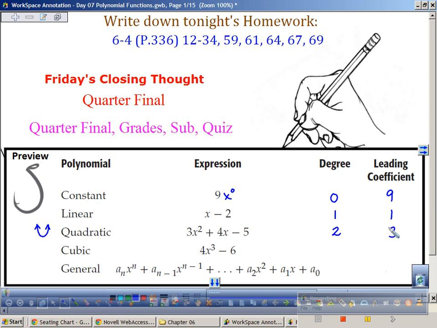What do leading coefficients tell me? It doesn't tell me where I start.